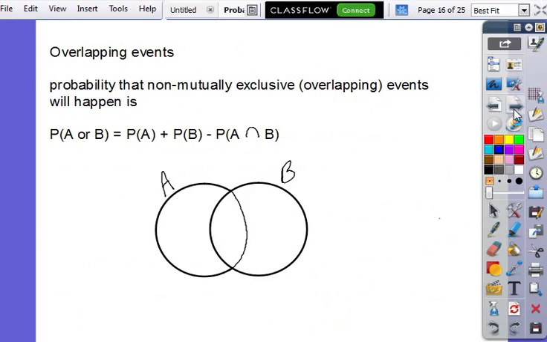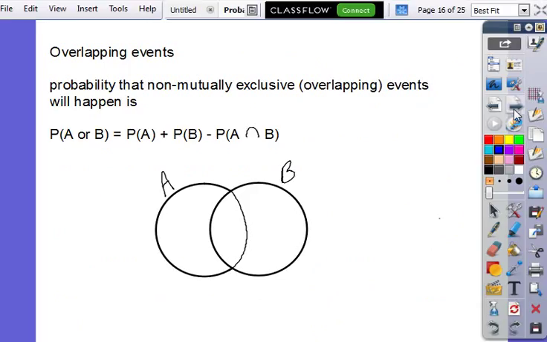If we're looking at overlapping events, that's when it can happen at the same time. For example, the one we just talked about a minute ago, where if I pick a 7 out of the deck of cards or a red card. Well, I can pick a 7 by itself, right? I can pick a red card by itself, right? Or I can pick a red 7.